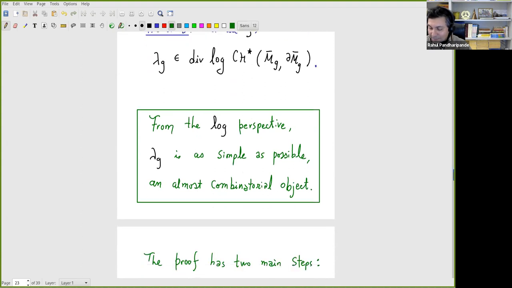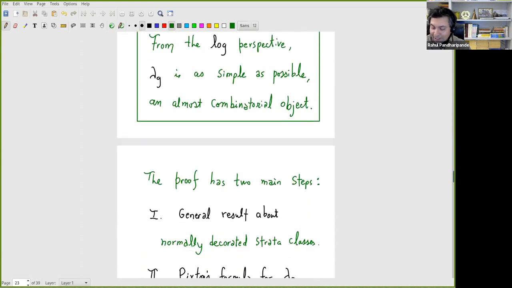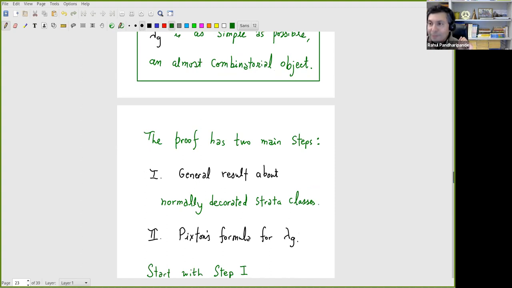The proof has two steps. The first is a general result about some geometry related to these X with a normal crossings divisor and what we call normally decorated strata classes. I'll explain that. And the second is Pixton's formula for lambda g. This first step is purely formal, it's general. The second is very special for lambda g. We use the actual form of Pixton's formula, not just that it exists.